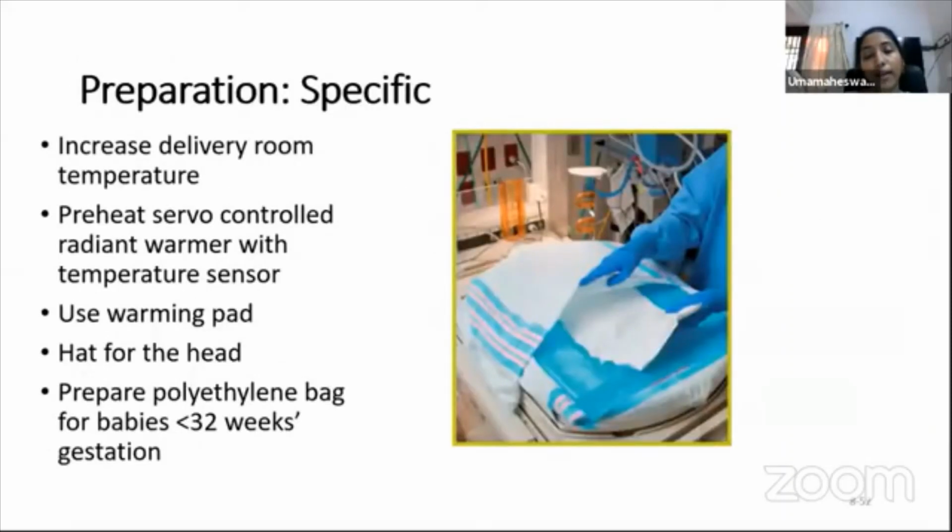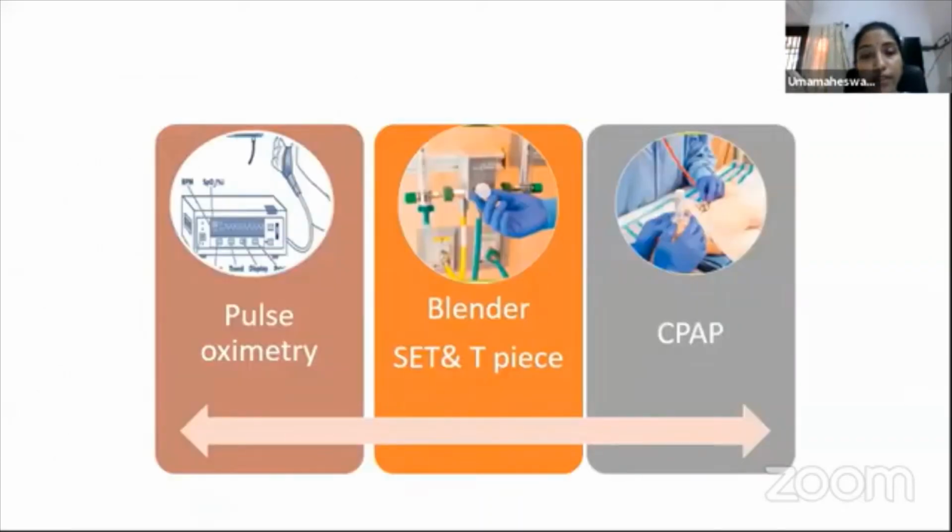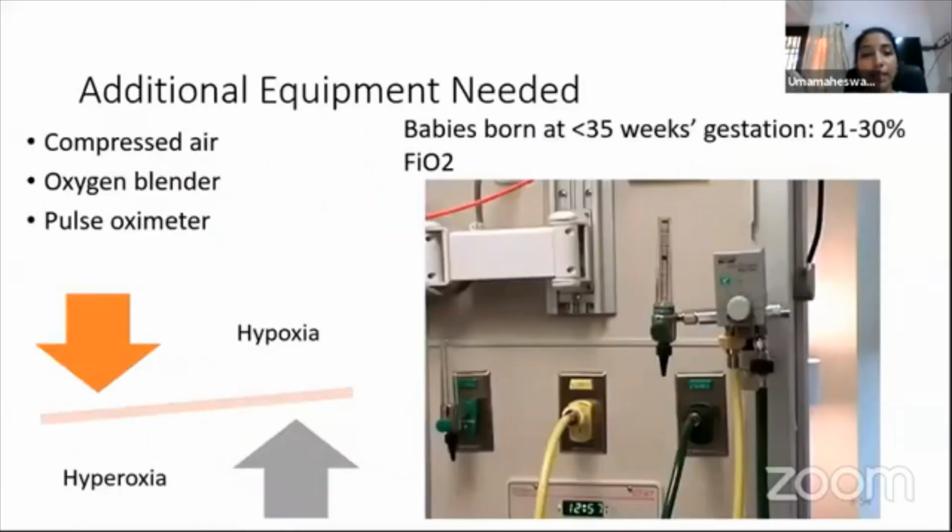During preparation, my colleagues have insisted that we need to increase the delivery room temperature. One has to use a preheated servo-controlled radiant warmer with temperature sensor, and if a warming pad is available, we can use a warming pad. A hat for the head is a very simple mechanism to improve temperature regulation. Also use a polythene bag if the babies are less than 32 weeks of gestation. And also pulse oximetry, blender and CPAP.